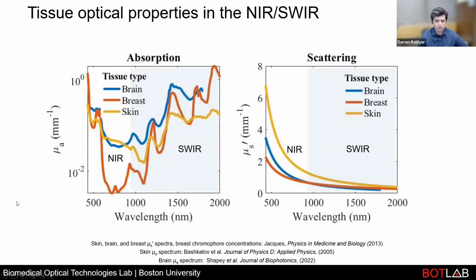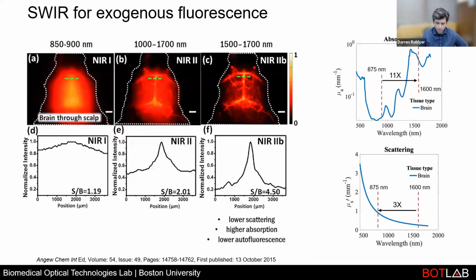So if one looks at a few examples of optical properties in tissue and compares the near-infrared wavelength band to the shortwave infrared wavelength band, and here you're looking at brain, breast, and skin as 3 examples, one can see that the absorption overall for tissue tends to be quite a bit higher in the shortwave infrared, but the scattering tends to be quite a bit lower. And these 2 trends can be used to one's advantage. So for example, for groups that do exogenous fluorescence imaging, which is not us, but for groups who do this, they found that moving to longer wavelengths can help them get higher resolution images deeper in tissue.